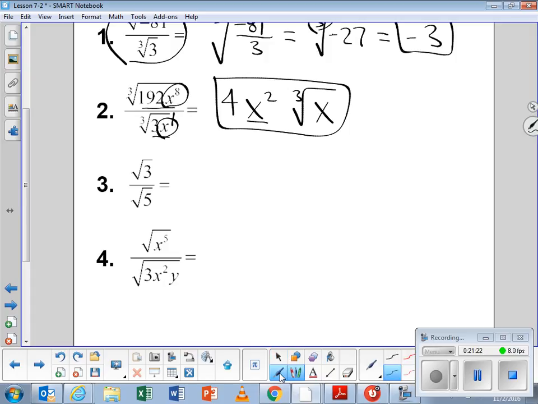Okay? So now, something we haven't covered and something that's not in that property I gave you is this next problem. To simplify this, first of all, are there any common factors between 3 and 5? No. Are either of them perfect squares? No. So what we have to do to simplify this is called rationalizing the denominator.